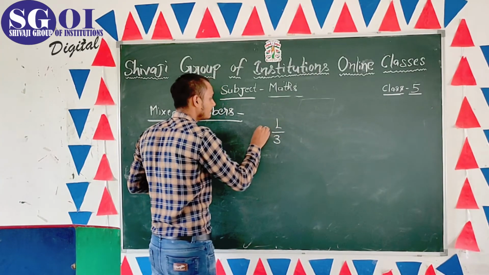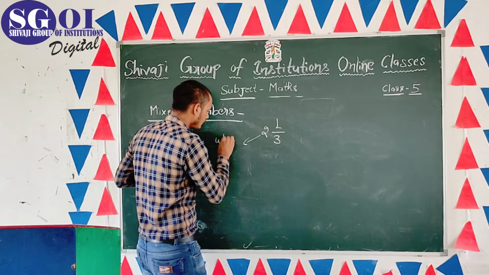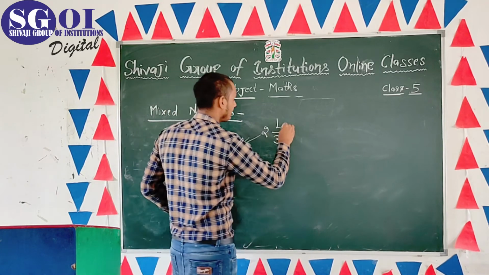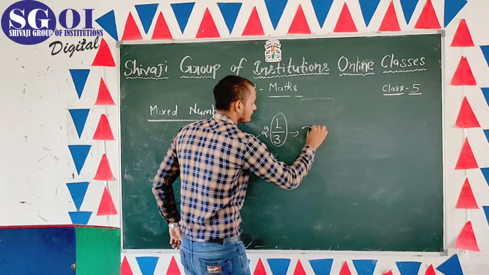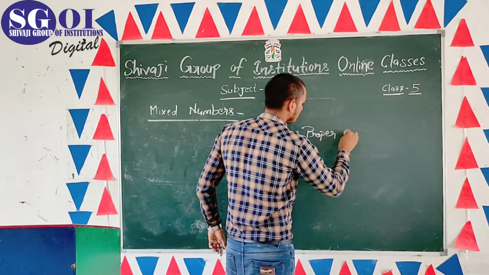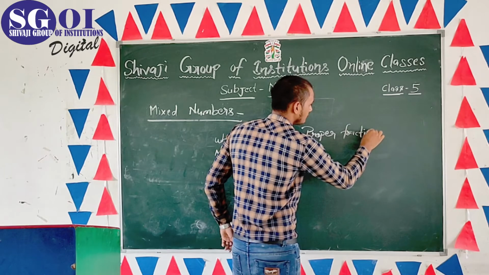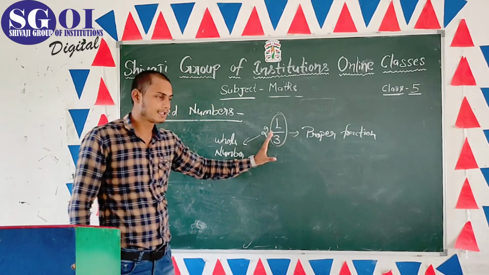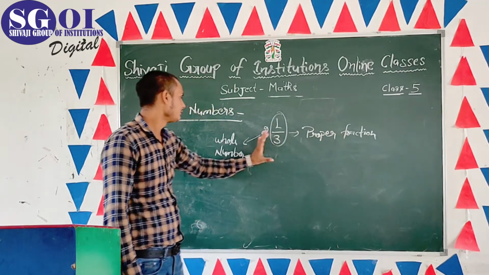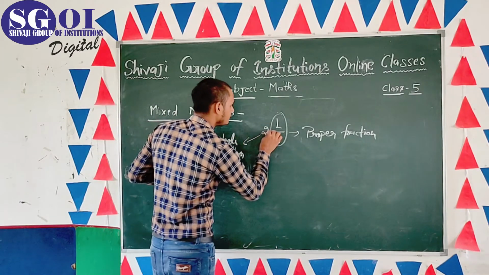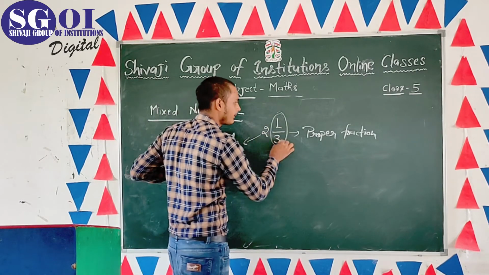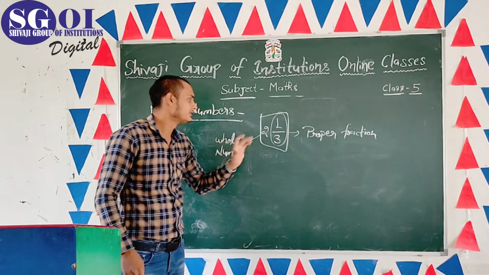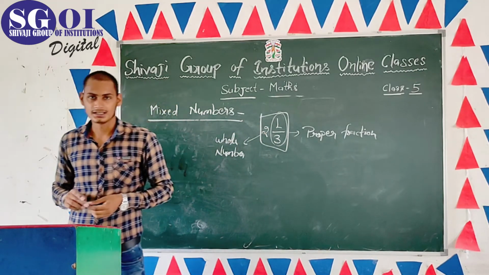2 is a whole number. Students, 2 is a whole number. And we know that 1 upon 3 is a proper fraction, because the numerator is less than the denominator. So the combination of a whole number and a proper fraction is called a mixed number. Okay, 2 whole 1 upon 3 is a mixed number. Okay students, understood?